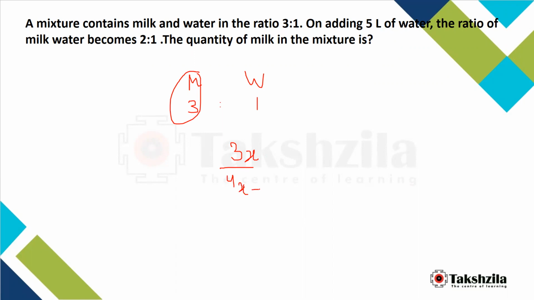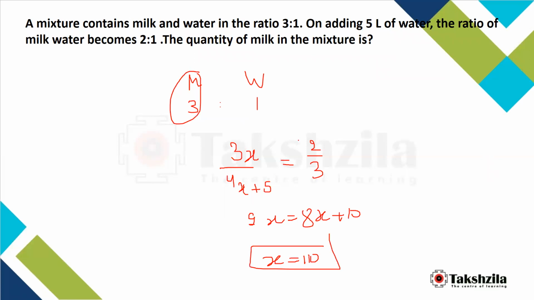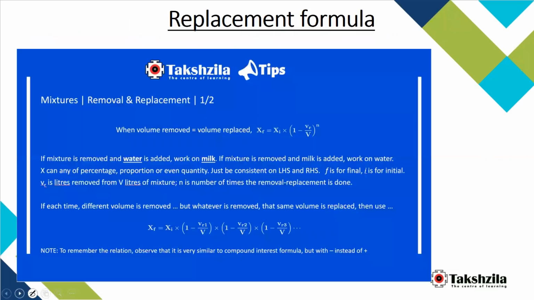5 liter of water is added. The ratio of milk to water becomes 2:1. So this will be 2 upon the mixture will be 3. This will be 9x and this will be 4 to 8x plus 10. So x will be 10. The question is the quantity of milk in the mixture was 3x. So 3 into 10, 30 is the answer to this question. That's it, done. Pretty straightforward question.